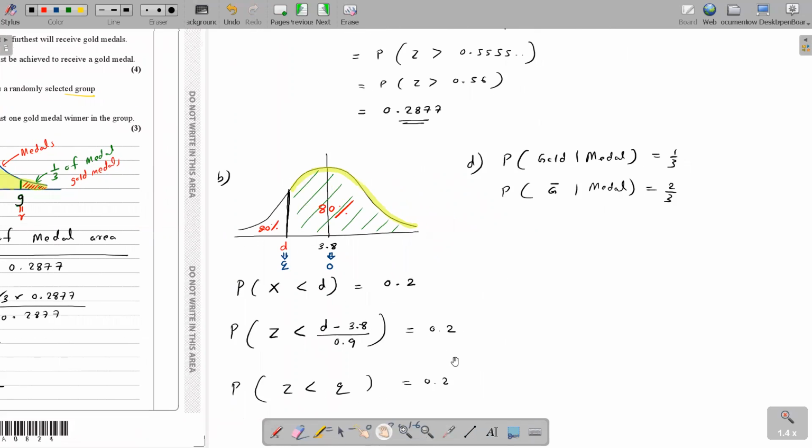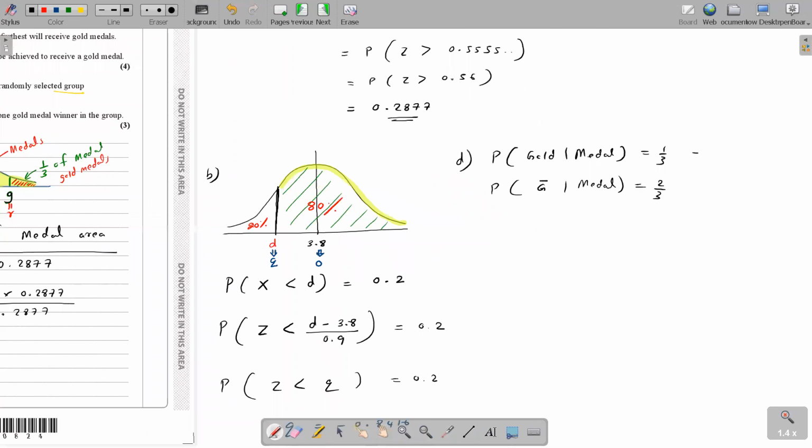Okay, so let's say this event is A. I'll say this event is A. Let's say this event is A dash. So interviewing a person from the medal pool who has a gold medal is A. Interviewing a person in the pool of medal winners who doesn't have a gold is A dash, because the probability is also the other side.